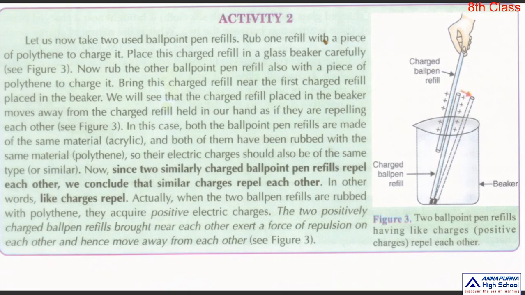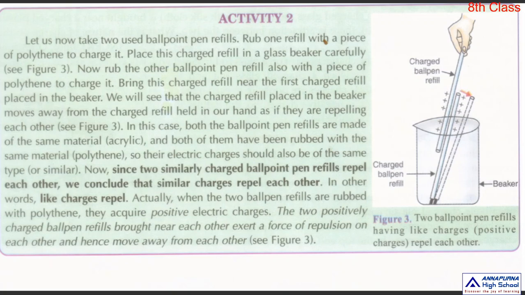Actually, which charge is acquired? That means which charge is attained by this ball pen refill? When this ball point pen refill is rubbed with polythene sheet, electrons are transferred from refill to polythene sheet. That means the refill loses some electrons. That's why this refill attains which charge? Positive charge. If one refill acquires positive charge, then the second refill also acquires the same positive charge.